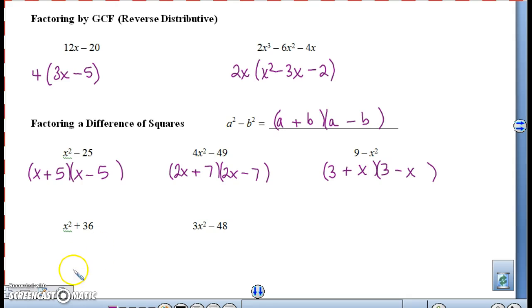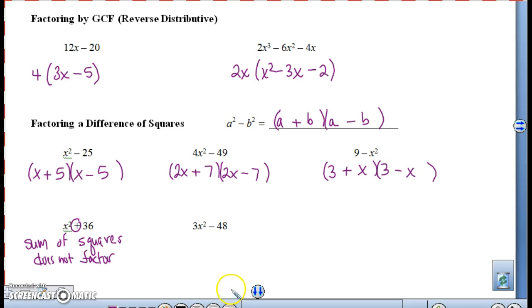Now, how about x squared plus 36? X squared plus 36 has perfect square x squared, perfect square 36. But does it factor by difference of squares? No. Notice this right here. That is a plus. A sum of squares does not factor, at least it doesn't right now. It is a non-real answer. So the sum of squares does not factor because of the plus. It won't work.